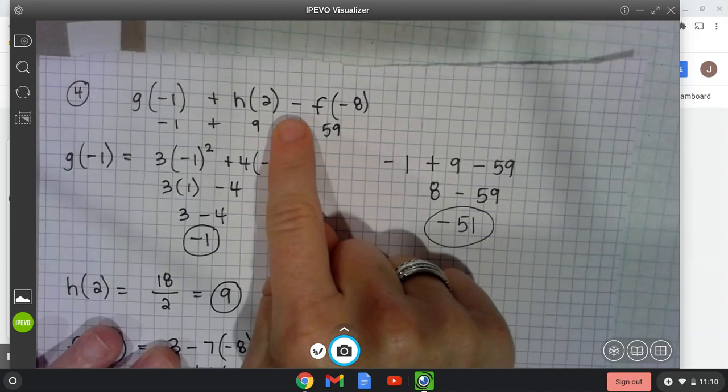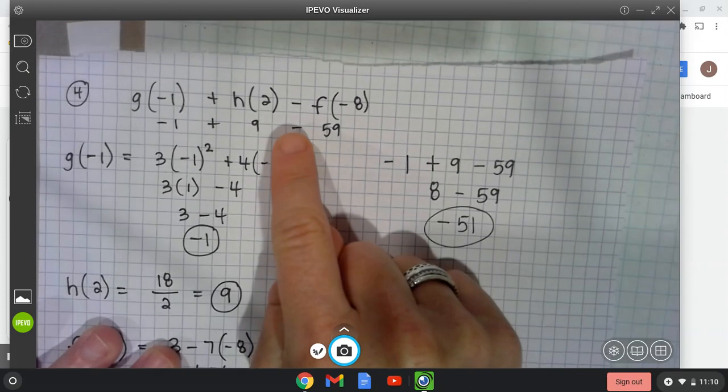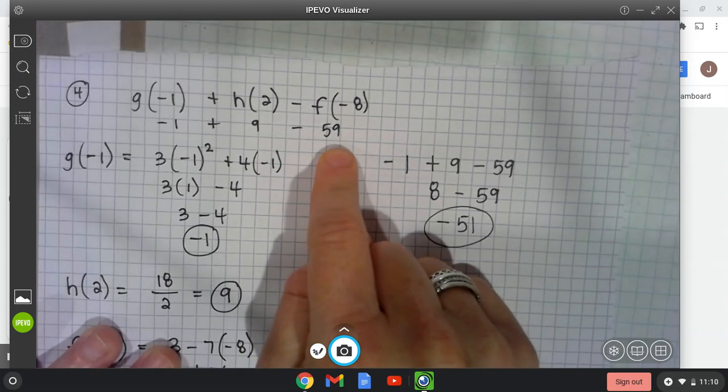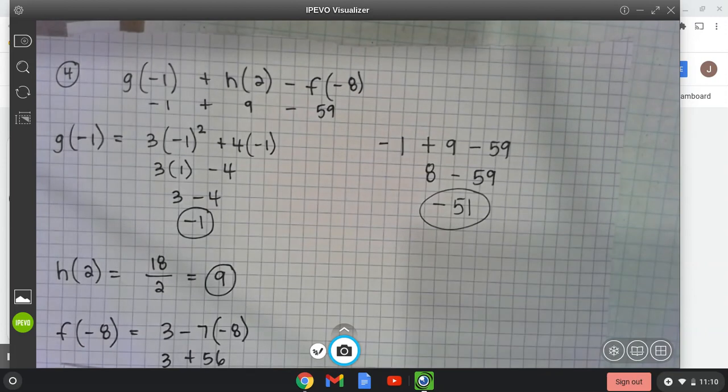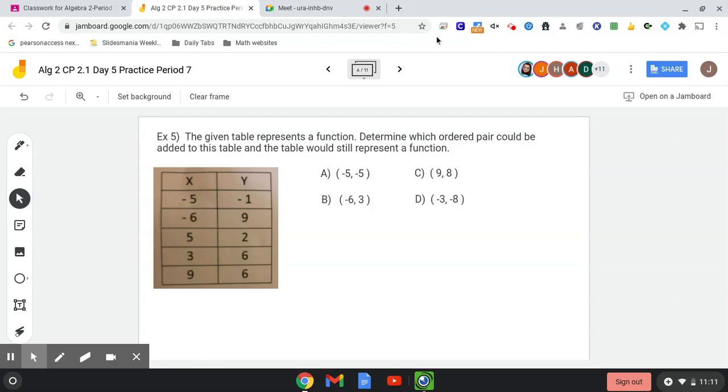It's not negative. They asked us to subtract in the problem. So I'm subtracting the positive 59. Okay? All right. I don't know what's going on, guys. All right, look at the next one. Can you still hear me? Okay. All right, the next question.